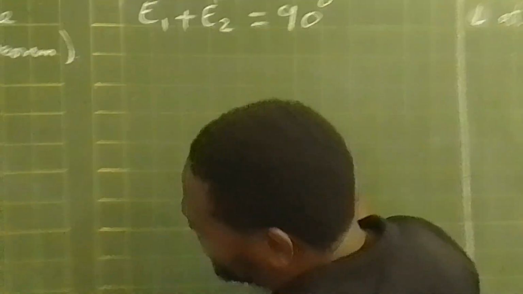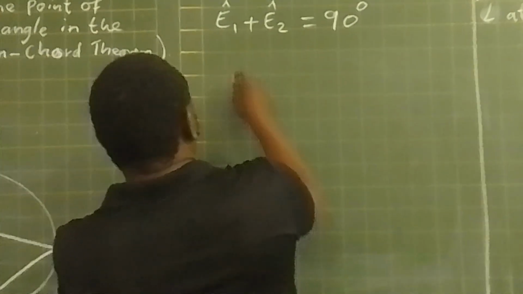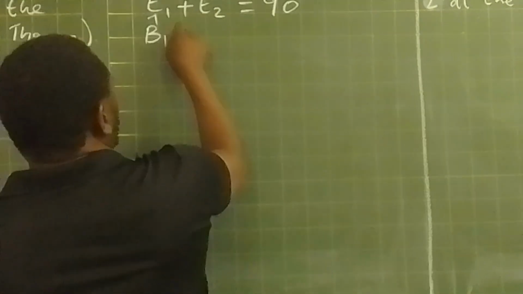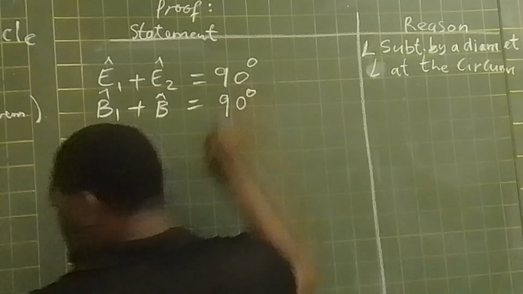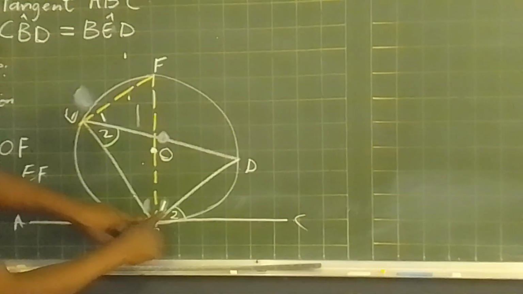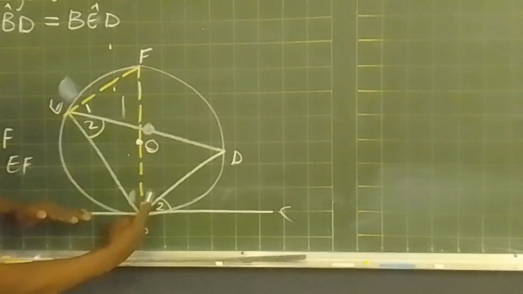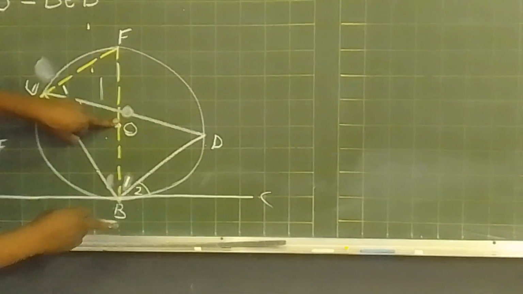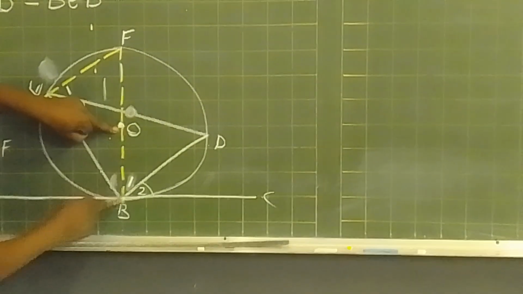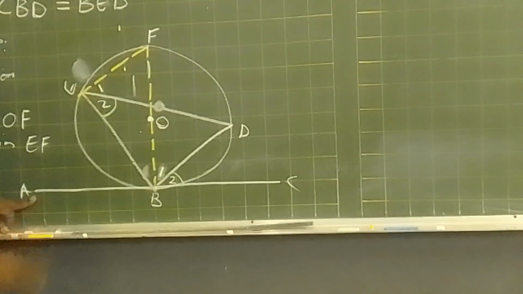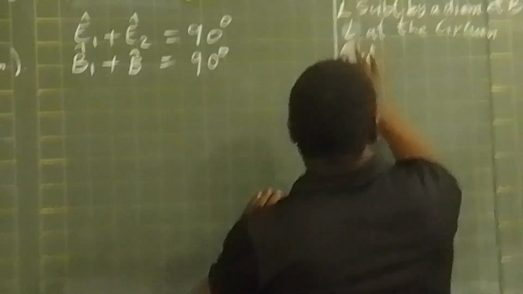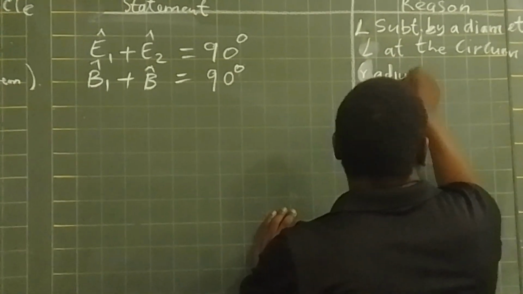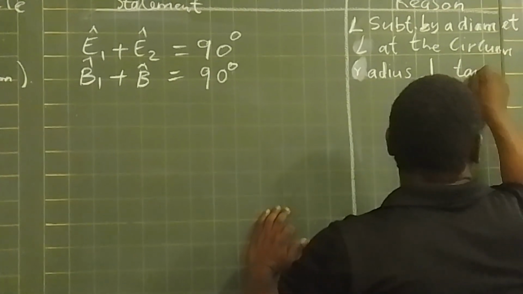Right. Also, we can say that B1 plus B2 is equal to 90 degrees. Let's check this. B1 and B2 is 90 degrees. What is that? The radius. We proved that in Theorem 7. The radius is perpendicular to the tangent.